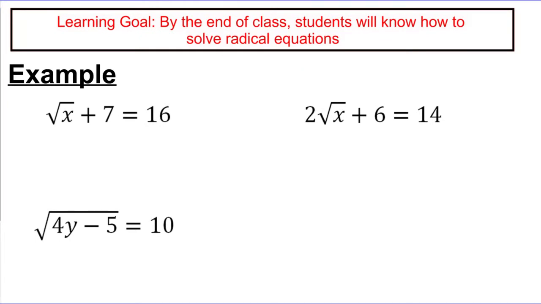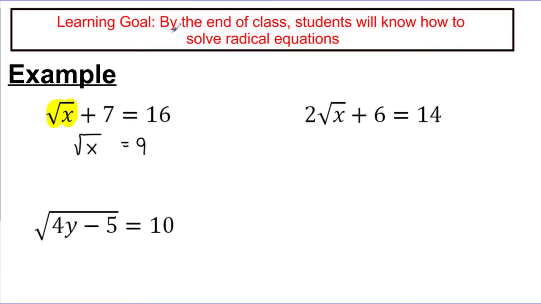The expression that contains my variable in this first problem is the radical with the x underneath. So my job is going to be to isolate that. Make sure that that's the only thing on the left-hand side of the equation, which means this plus 7 is going to come over to the other side. I'm going to say the square root of x when I subtract 7 over is equal to 9.